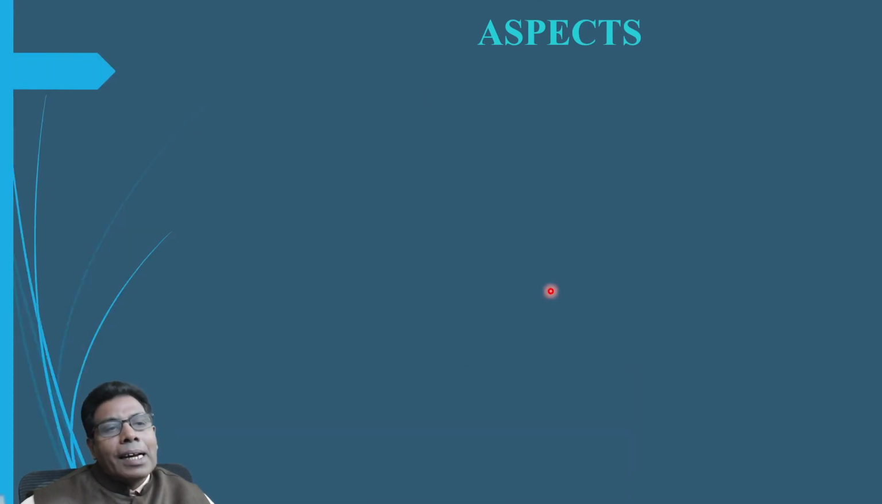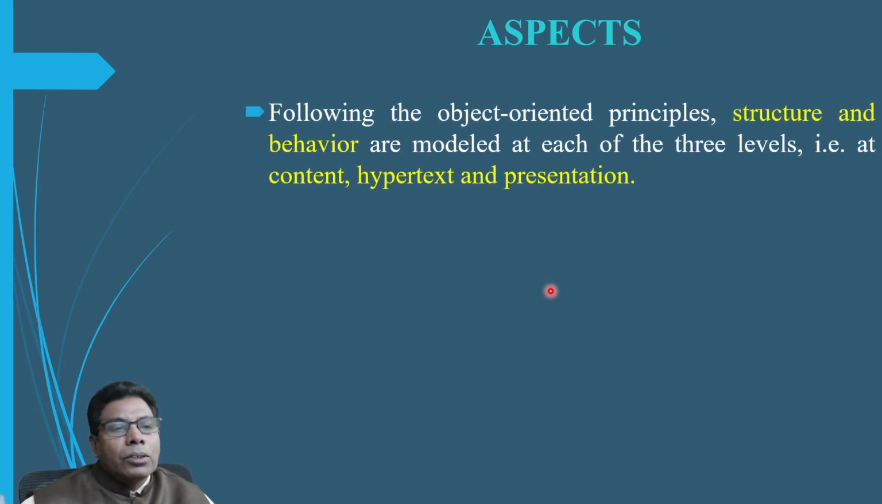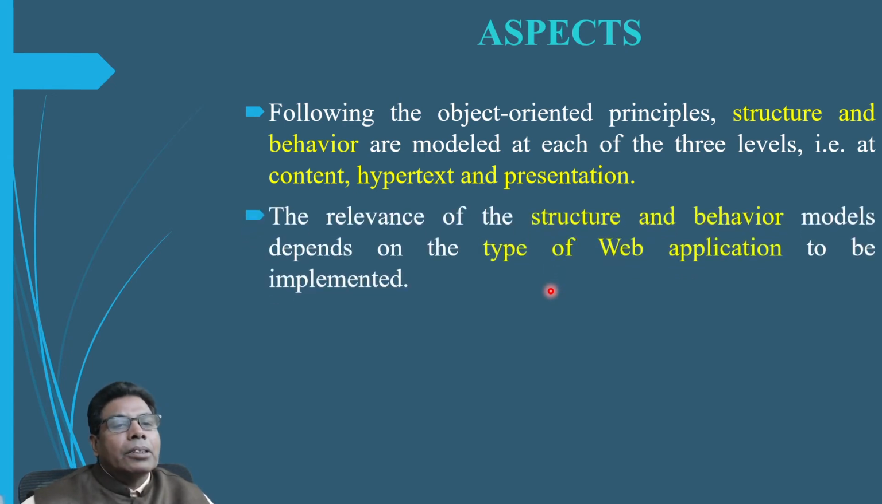Then let us go to the aspects part. See, following the object-oriented principles, structure and behavior, these are the two aspects, are modeled at each of the three levels, that is at the content, hypertext and presentation level. So the relevance of structure and behavior models depends on the type of web application to be implemented. So again, structure and behavior. So if we are doing modeling using object oriented, that will be related to the object.